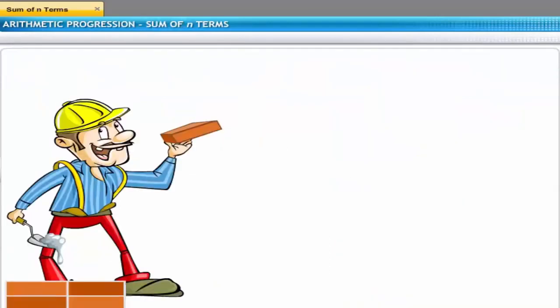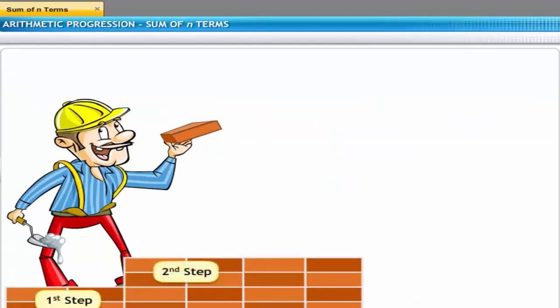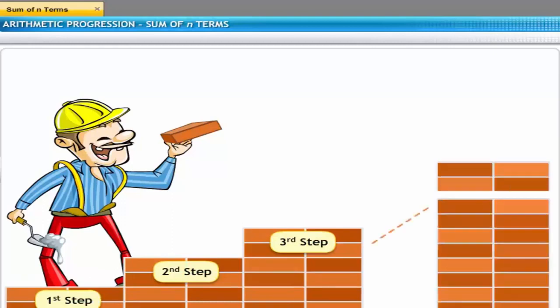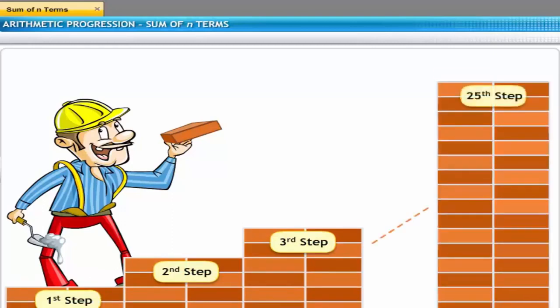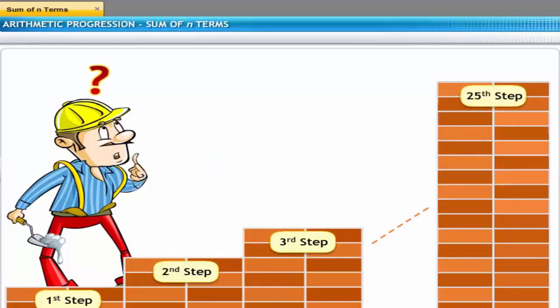A mason is laying bricks for a narrow staircase. For every step, he needs to add 4 bricks to the previous step. The staircase requires 25 steps. If you were to order the bricks for the mason, how would you determine the total number of bricks required for the staircase?